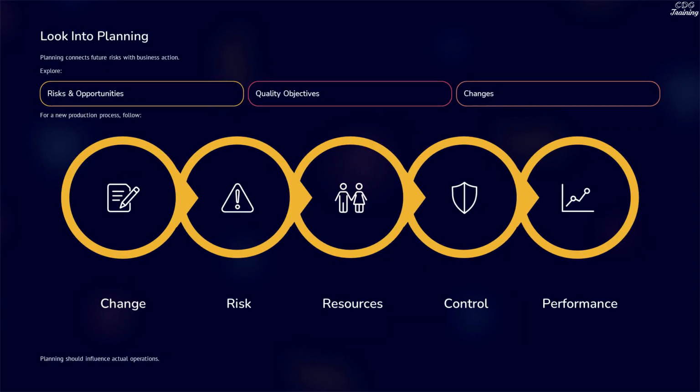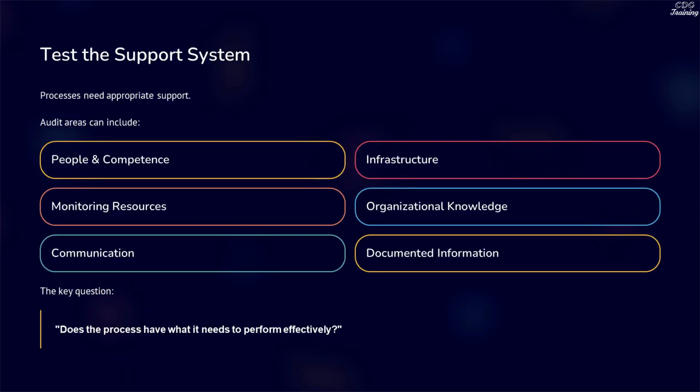Planning connects future risks with business actions. We explore risks and opportunities, quality objectives, and changes. Effective planning influences actual operations. Processes need appropriate support to function effectively. We audit areas like people and competence, infrastructure, and communication. The key question is whether the process has what it needs to perform effectively.